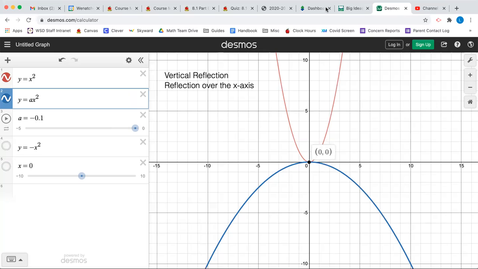So while our domain remains the same, so our domain is still all real numbers, aka, in case you've forgotten that funny looking R symbol, our range is actually different. And this time our range is actually less than or equal to the y value of our vertex. So our range this time, rather than being y is greater than or equal to 0, is now y is less than or equal to 0.